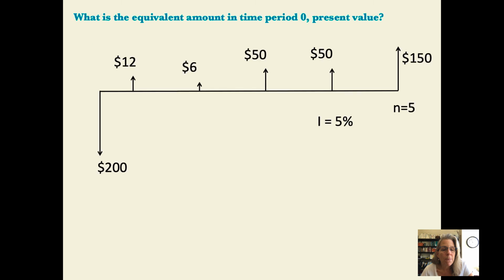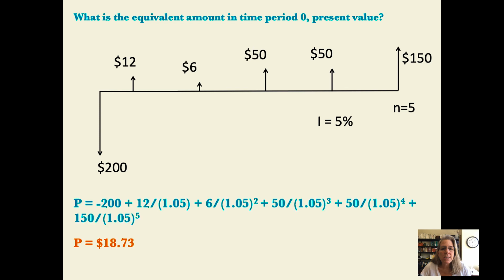Let's look at another example. So this set of cash flows is sort of common. We'll have an investment we made, and then we'll have returns, in this case over the next 5 years, $12, $6, $50, $50, $150. And what we want to know is what's the equivalent in time period 0, which is called the net present value. What's the present value of all these cash flows? And what we do is we just go ahead and add them up.